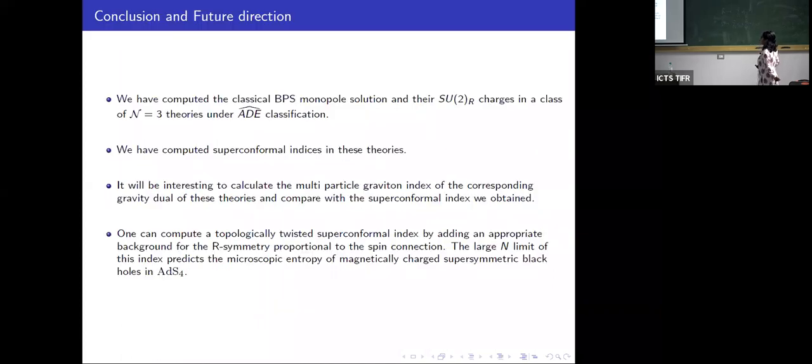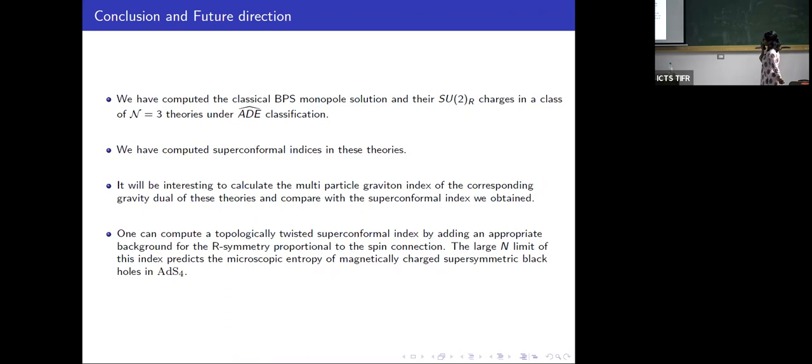So, just to conclude, we have computed the classical BPS monopole solutions and their SU(2)_R charges in a class of N=3 theories under ADE classification. We have computed superconformal indices in these theories, and it will be interesting to calculate the multi-particle graviton index of the corresponding gravity dual of these theories. For some cases of these quiver gauge theories, it is well known what the gravity dual is, and we can compare with the superconformal index we obtained. And one can also compute a topologically twisted superconformal index.